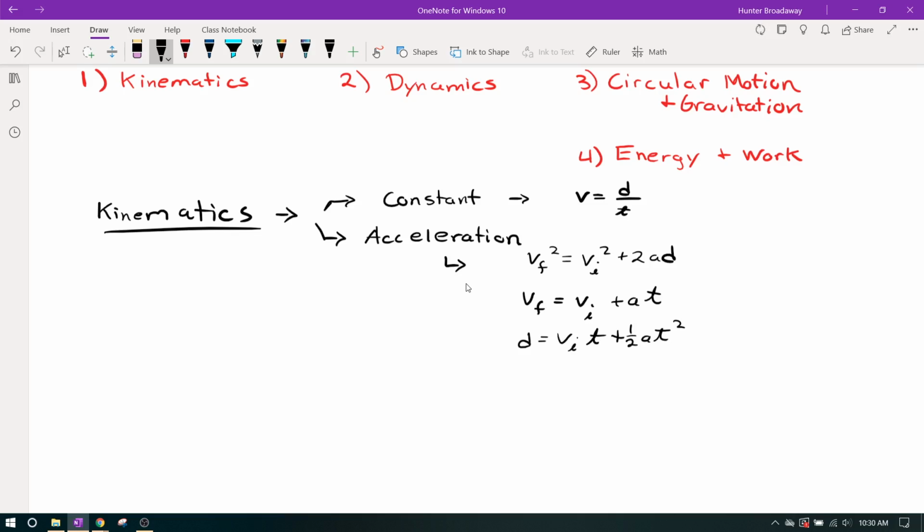The forbidden equation: displacement equals VI plus VF over 2 times time. This one is not on the kinematic equation sheet, so take that with a grain of salt. You won't have this one right in front of your face. You would have to have that one memorized in order to be able to use it, and that's perfectly fine. There's nothing wrong with that.